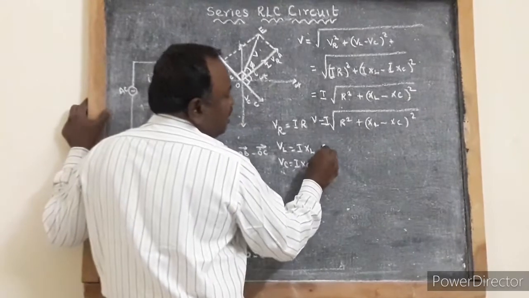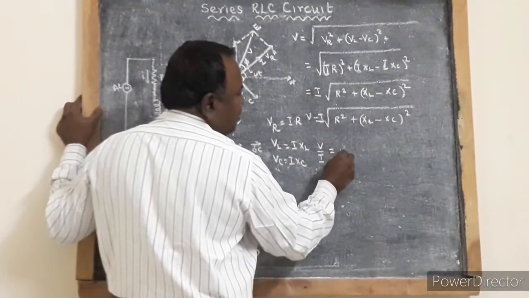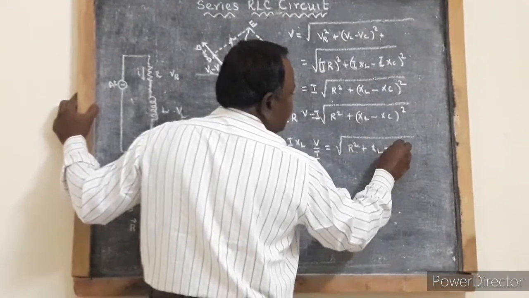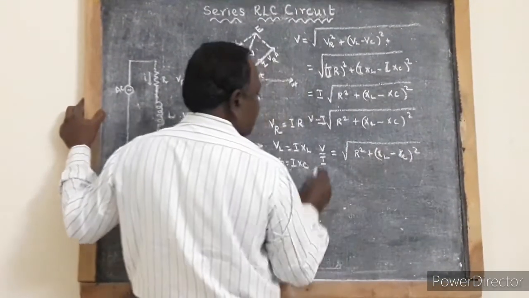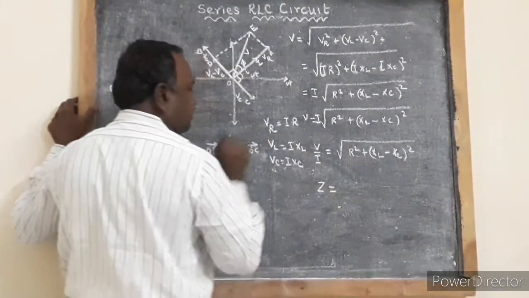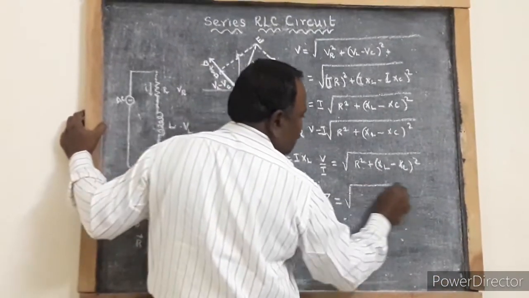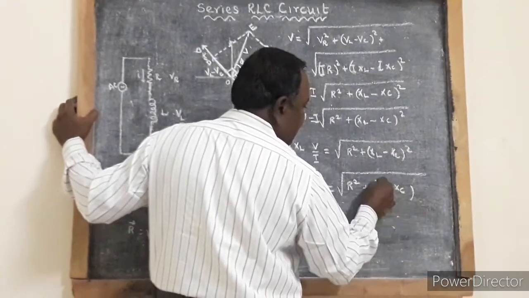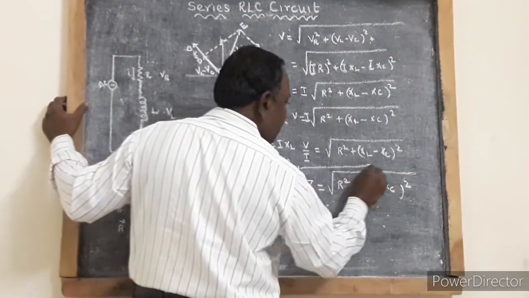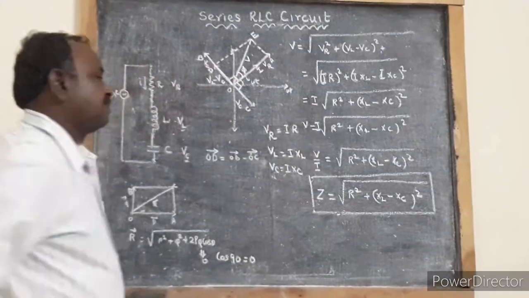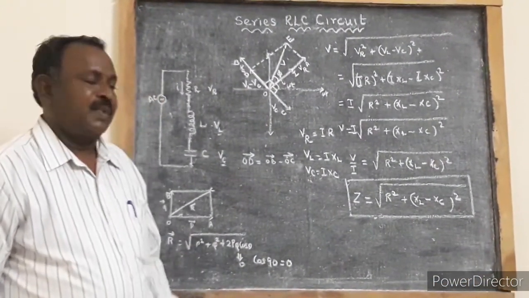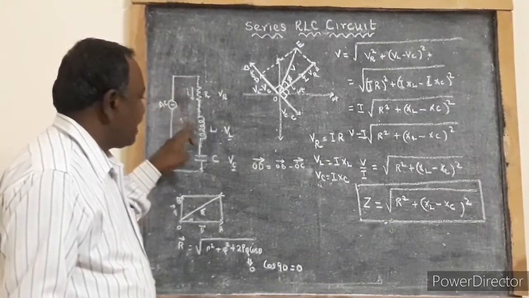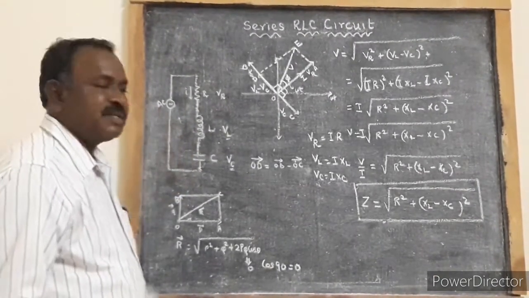According to Ohm's law, V by I is equal to square root of R square plus XL minus XC the whole square. This V by I is called the impedance Z. So impedance Z is equal to square root of R square plus XL minus XC the whole square. This expression gives the impedance of the RLC circuit. So what is called the impedance of the RLC circuit? It is the net opposition offered by the resistor, inductor and capacitor connected to the AC circuit.